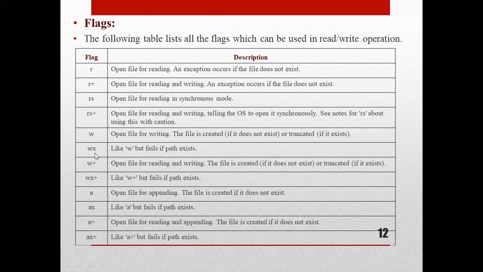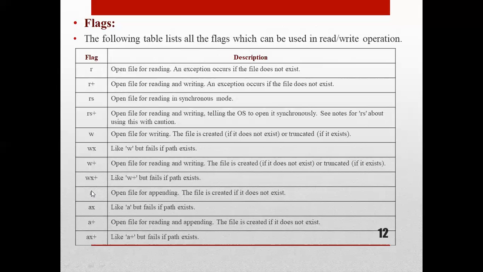Then the next flag is wx. It is the same as w, that is, open file for writing, but it fails when that path already exists. And the next one is w+. It will open the file for reading and writing, and the file is created if it does not exist, or truncated if it exists.